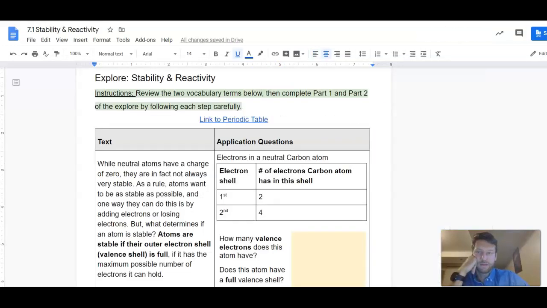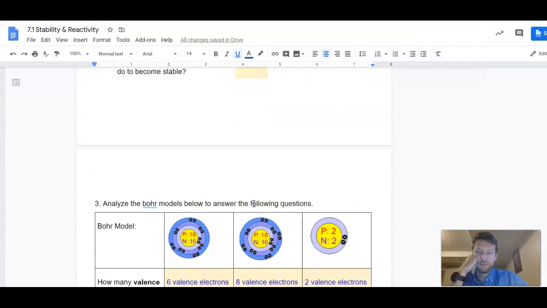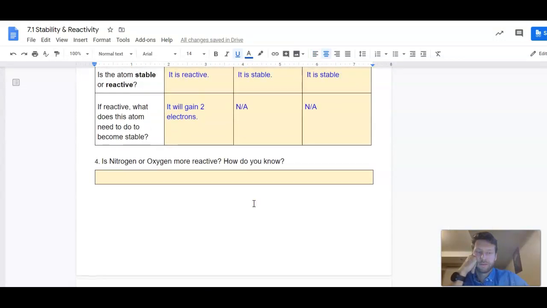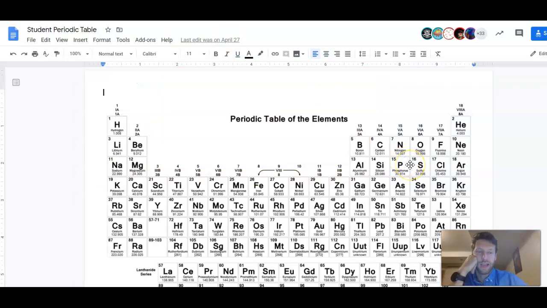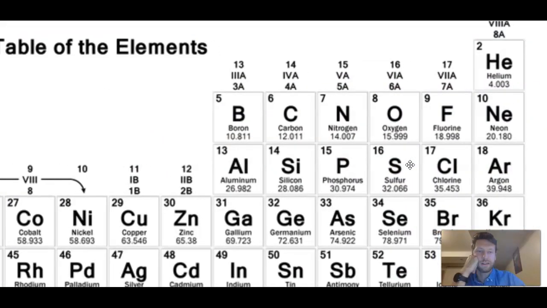Now it's asking which of these two elements is more reactive. Okay, so to figure out which one's more reactive, we have to first ask how many valence electrons they have. So nitrogen is in group 5A, so it has 5 valence electrons. We know that from last week. Oxygen is in group 6A, so it has 6 valence electrons. And they both have 2 electron shells. So the second electron shell can fit 8 electrons.